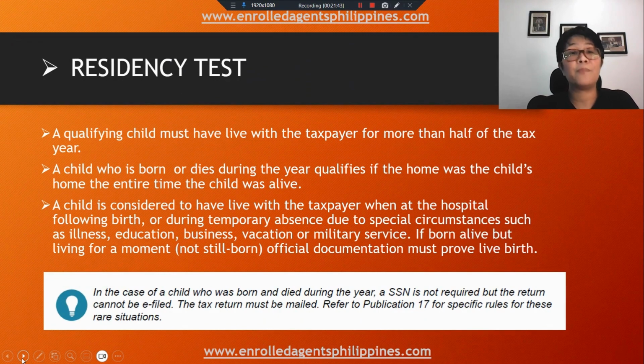Residency test. Okay. A qualifying child must have lived with the taxpayer for more than half. No? Laging yung more than half. No? So, pagka hindi more than half, no, may chance pa na hindi siya maging qualifying child. A child who is born or dies during the year qualifies if the home was the child's home the entire time and the child was alive. A child is considered to have lived with the taxpayer when at the hospital following birth or during temporary absence, during special circumstances such as illness, education, business, vacation, or military service.